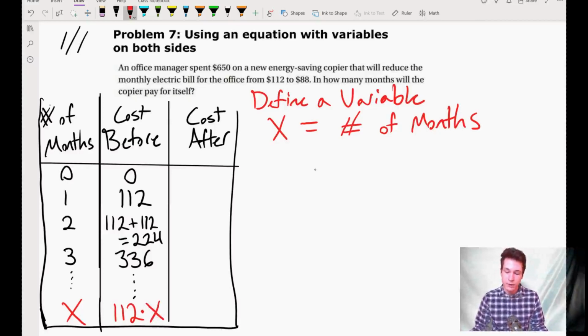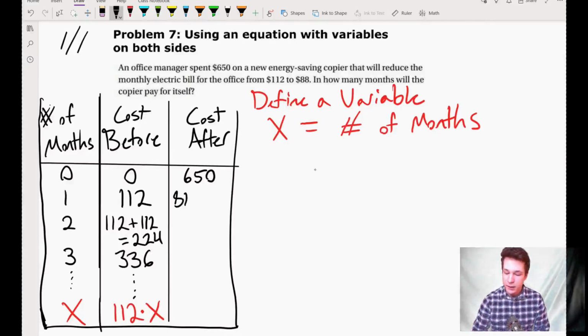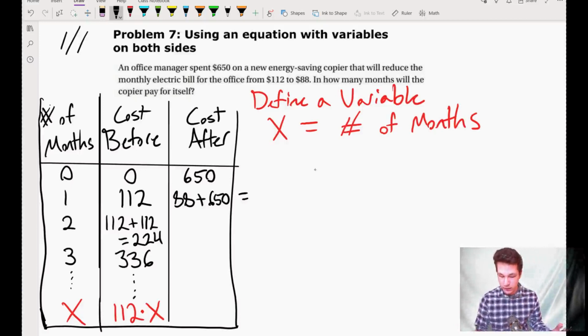Let's do the same thing for the cost after. First of all, there's something different. After 0 months, they did spend some money. They spent $650 up front. So month 0 is going to cost them way more. Okay, there haven't been any months yet, so we don't have to worry about the 88 yet. After 1 month, it'll be 88 plus 650. Okay, the 650 doesn't change. That's just there for the total, which is about, let's see, that is 738, I believe.